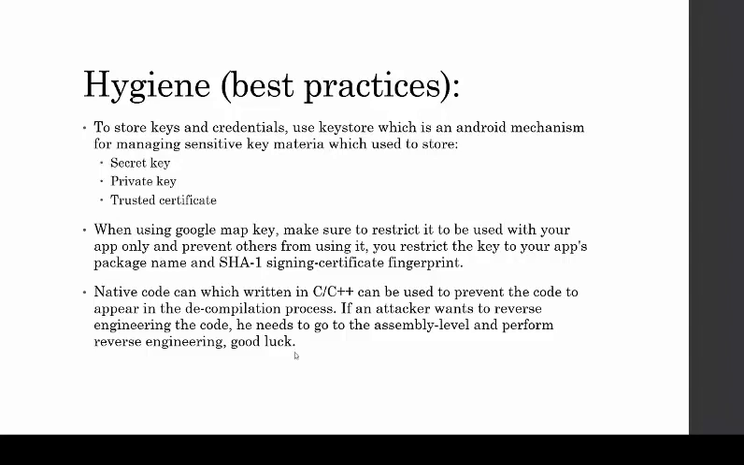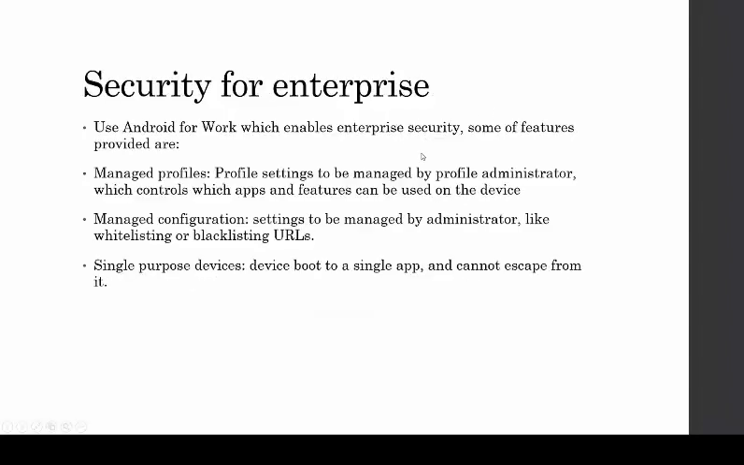When using Google Map keys, make sure to restrict them to be used with your app only and prevent others from using them. You restrict the key to your app's package name and SHA-1 signing certificate fingerprint. Native code, which is written in C or C++, can be used to prevent the code from appearing in the decompilation process. If an attacker wants to reverse engineer the code, he needs to go to the assembly level and perform reverse engineering. Security for enterprise.